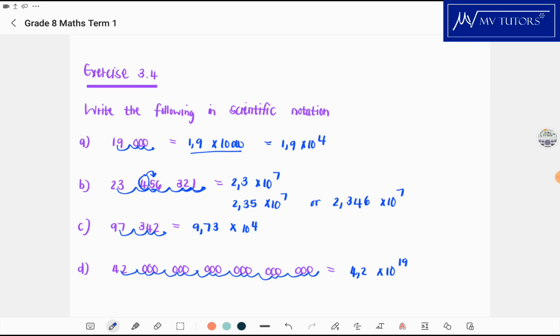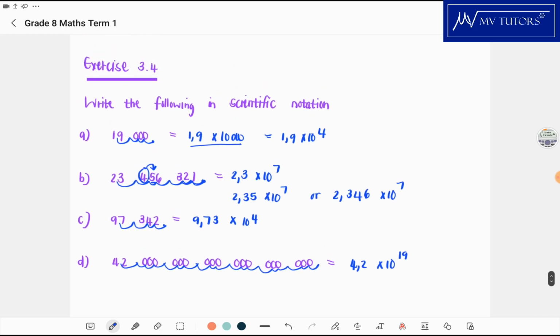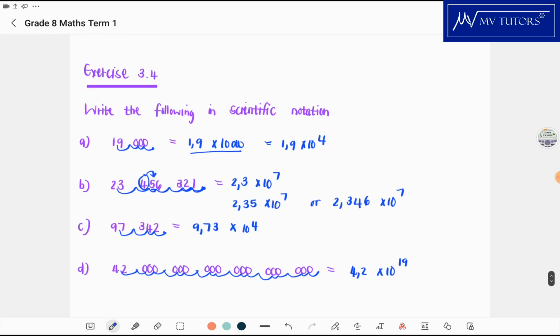And that is it for scientific notation, ladies and gents. I hope you enjoyed this lesson.